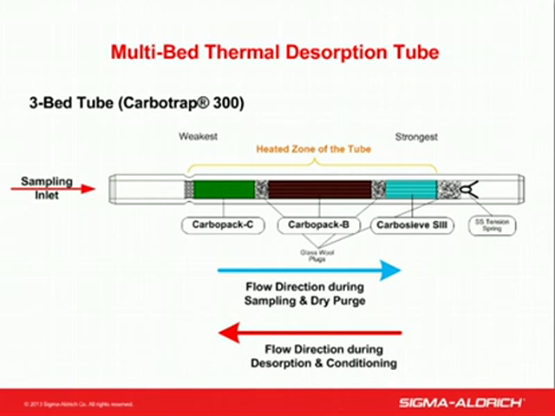Multi-bed tubes can only be used for active sampling, since the compounds cannot travel through all the adsorbent beds without the help of an air sampling pump.